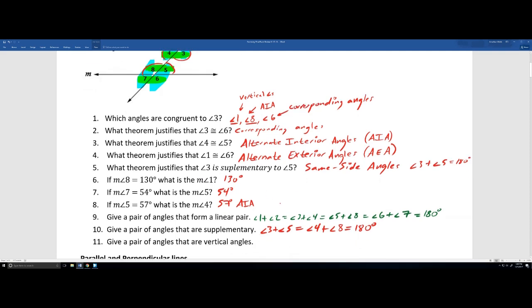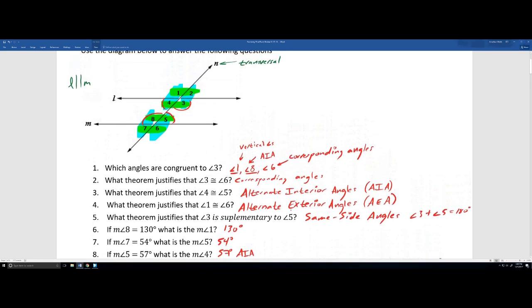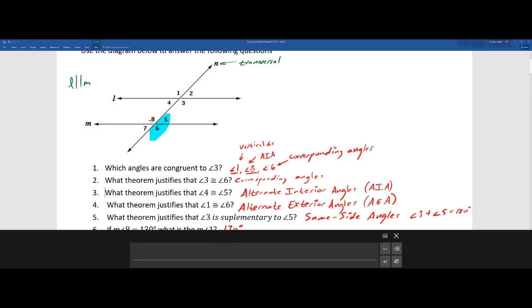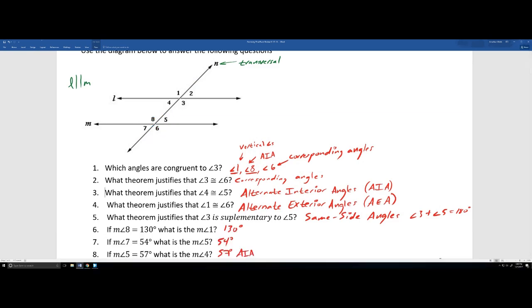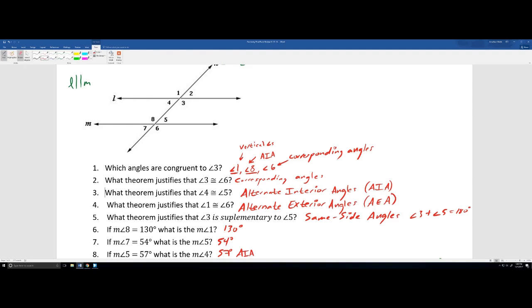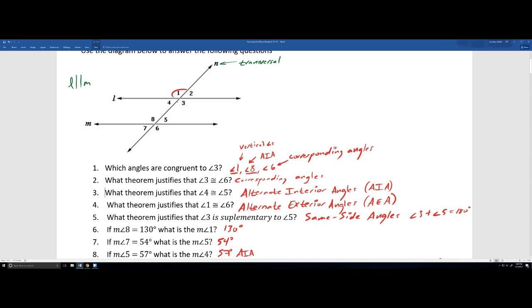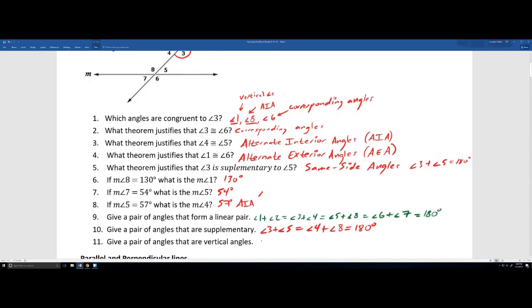Okay, lastly, number 11, give a pair of angles that are vertical angles. Okay, good. So let me clean this up because I've been marking this like crazy and using highlighters and just going crazy on all of it. Vertical angles, I'm going to mark them right now. Angle 1 has a vertical angle of 3. So measure 1 would be congruent to measure 3.